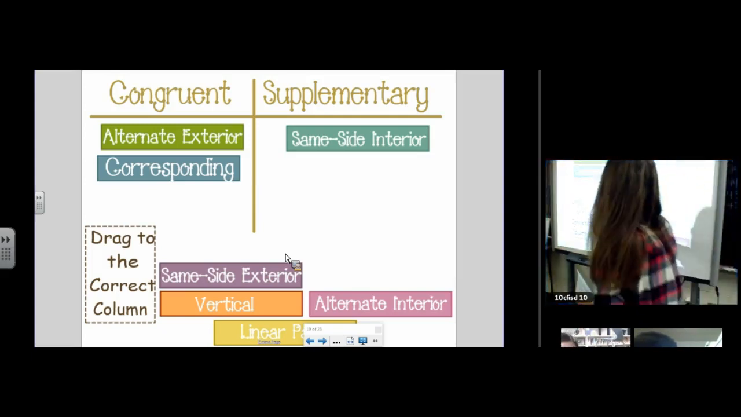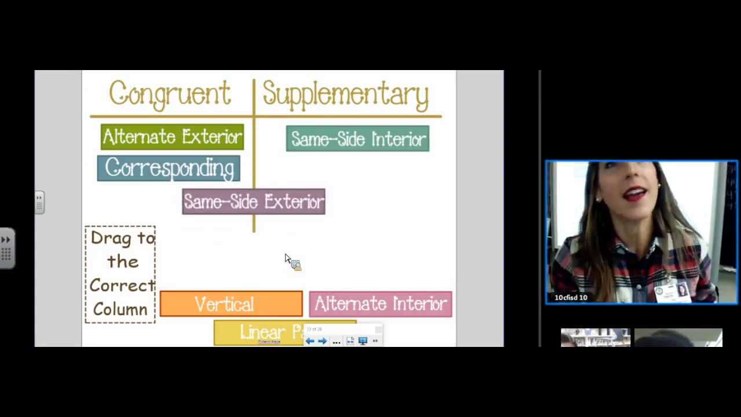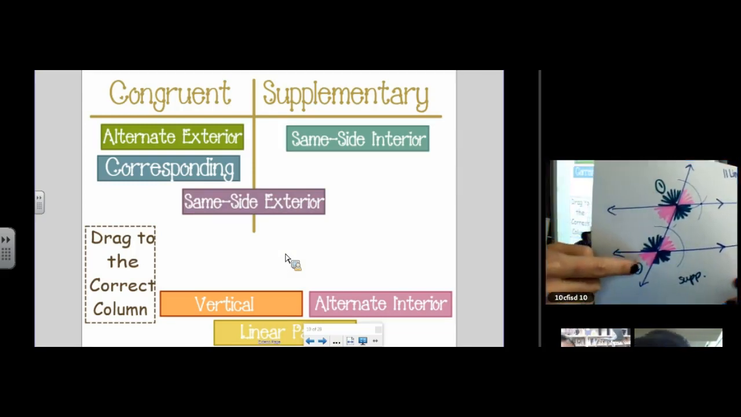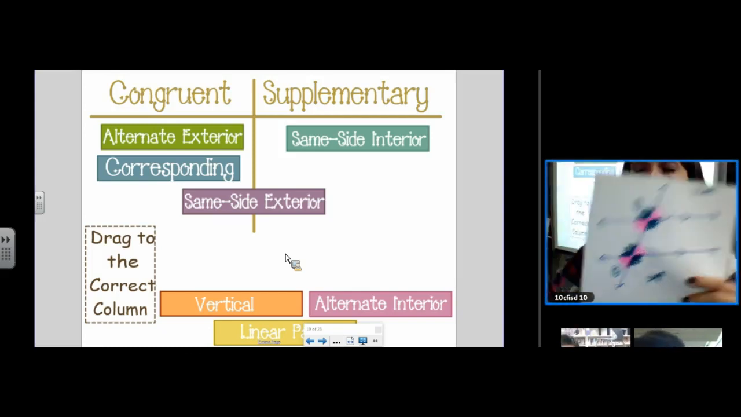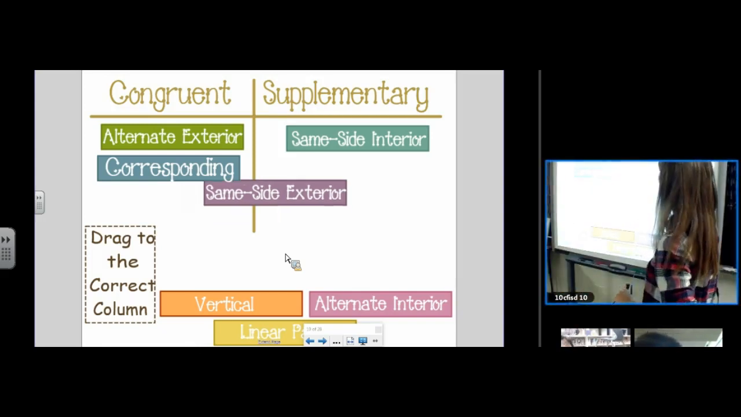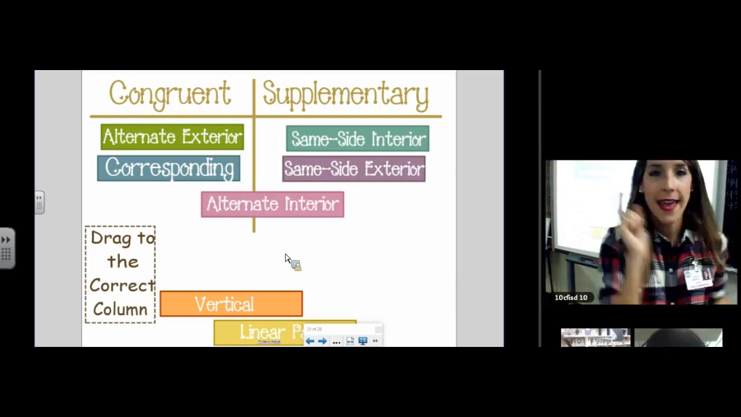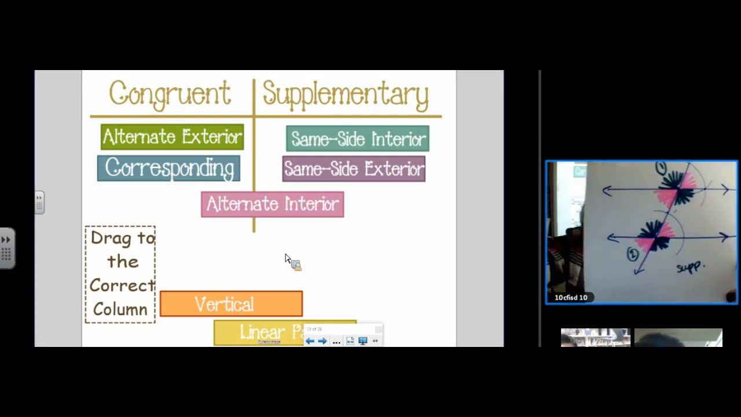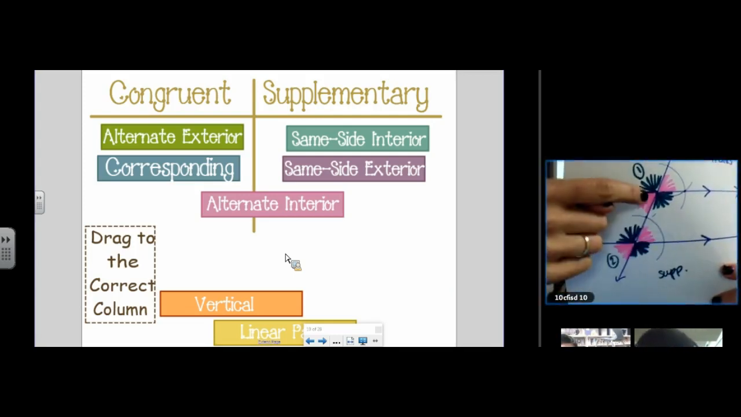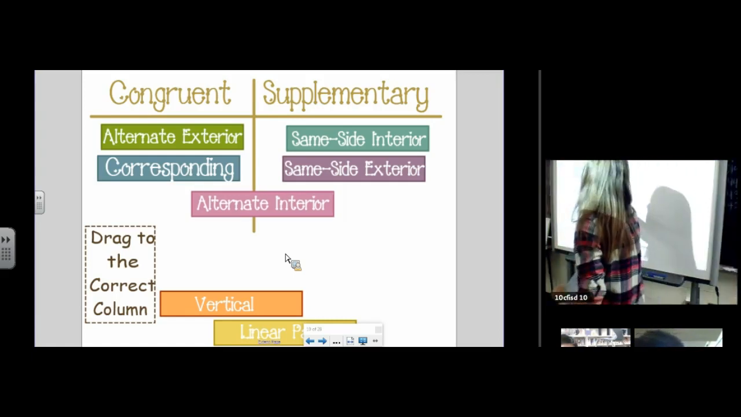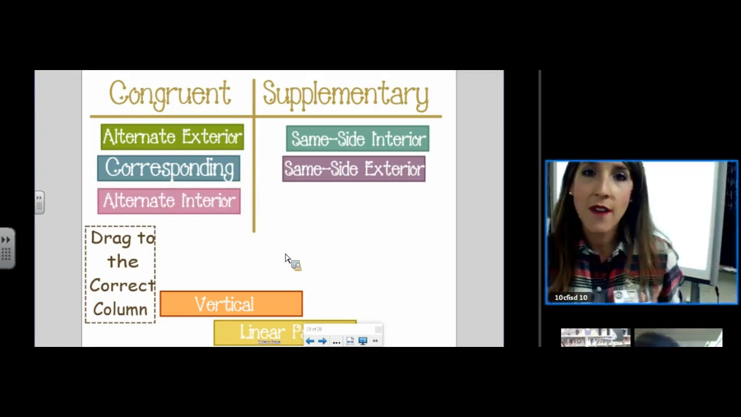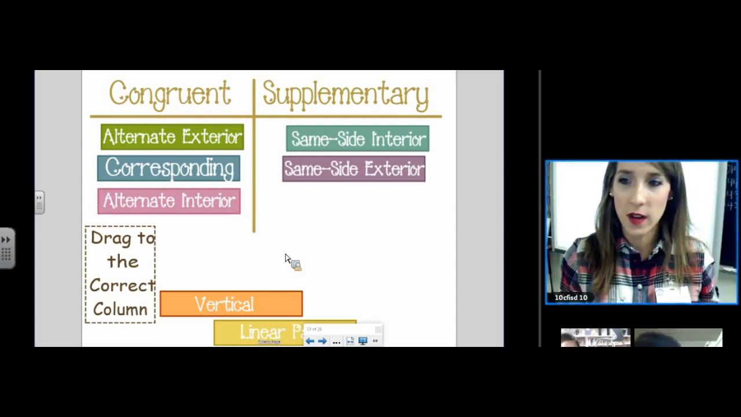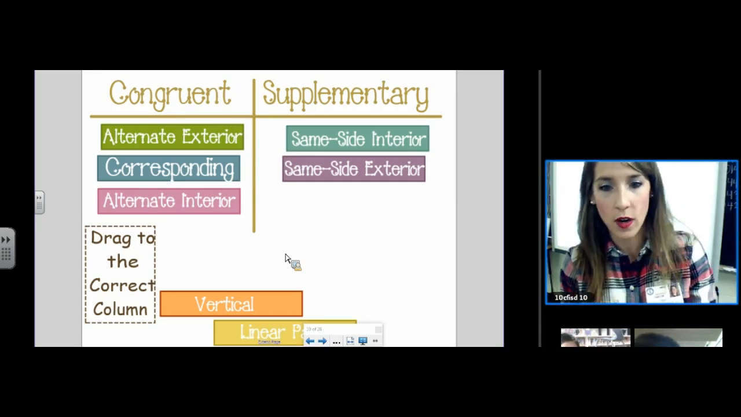Next one. If 2 lines are parallel and cut by a transversal, then same side exterior. Okay, teal, pink. Teal, pink, teal, pink. Oh, those are definitely supplementary. If parallel lines are cut by a transversal, then, okay, let's find some alternate interior, sorry. Pink, pink, pink, pink. Cool. So the 5 vocab words that we learned in the previous lesson fall into one of 2 categories. They're either congruent or supplementary.